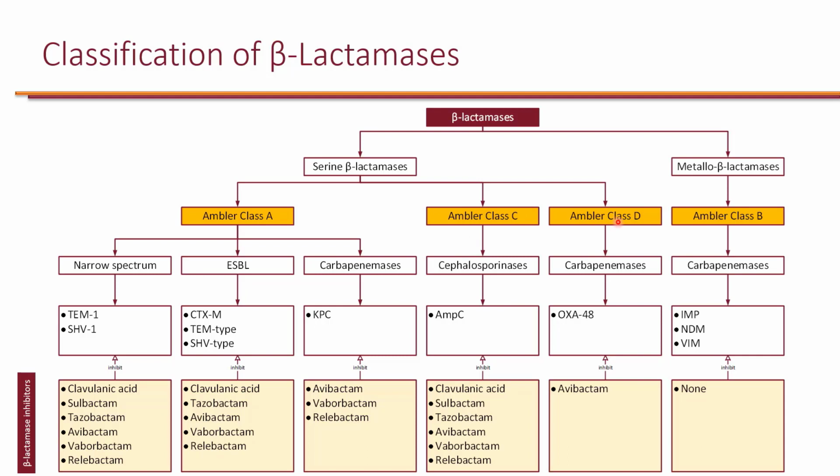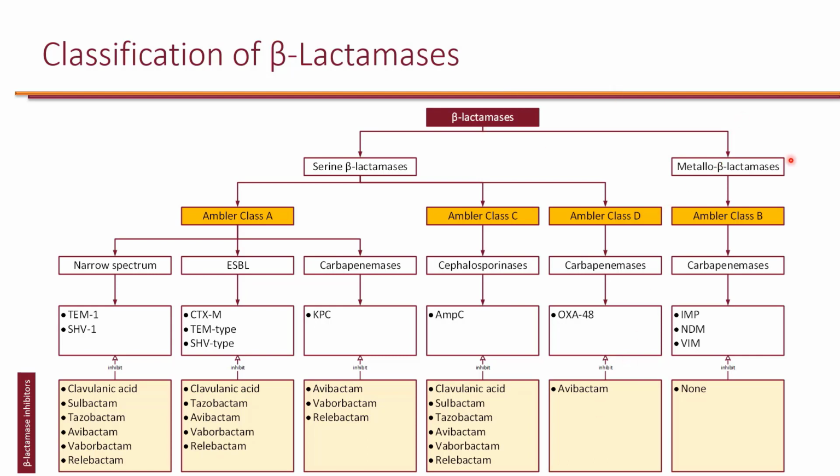And the worst type of serine beta-lactamases are class D. These are carbapenemases as well. And the most common one, or perhaps most clinically relevant one, would be OXA-48. And the reason this one is important is that this is the only one that's inhibited by avibactam. Anything else in class D is not inhibited by the beta-lactamase inhibitors on the market.